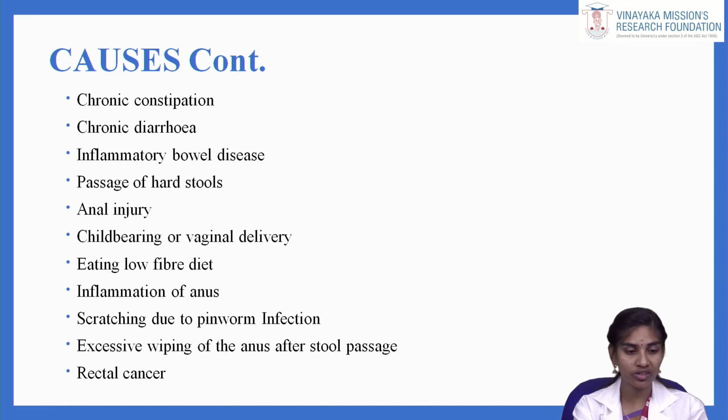In ulcerative colitis, there are ulcers formed inside the large intestine. Chronic constipation, chronic diarrhea, inflammatory bowel disease, passage of hard stools, anal injury, childbearing or vaginal delivery, eating a low fiber diet and inflammation of the anus, scratching due to pinworm infections, excessive wiping of the anus after stool passage, rectal cancer. These are all the causes of fissure.